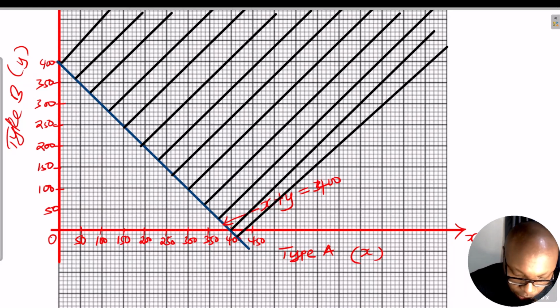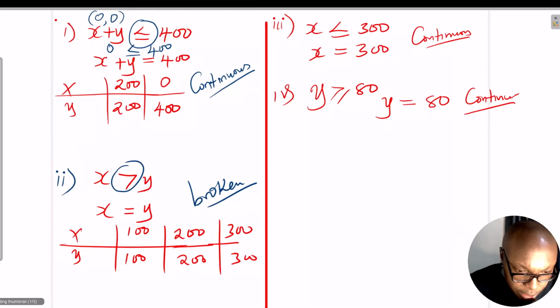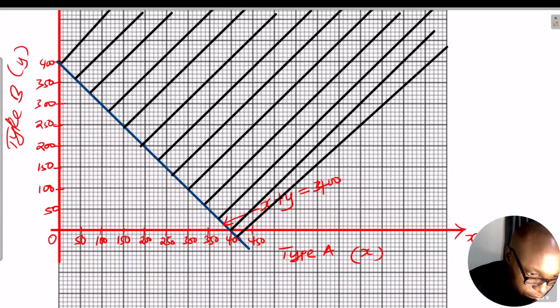So now let's go to the other line. The other line is x is greater than y. So the line you're supposed to draw is x is equal to y. We plot the points 100, 100, 200, 200, 300, 300. That is a simple line. So 100, 100 is here. Then 200, 200 is here. So you can draw that line.